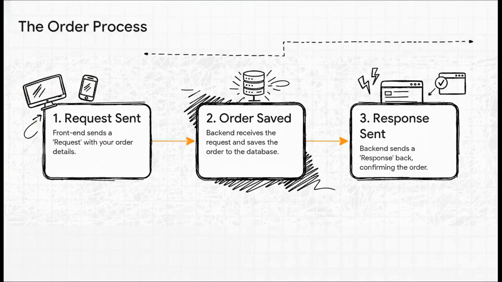Step 1, your browser, the front end, sends a request that's packed with your order details. Step 2, our back-end server catches that request, does its thing, and saves the order in the database. And finally, step 3, the server sends a response back to your browser saying, yep, all good. Order confirmed. That's it.